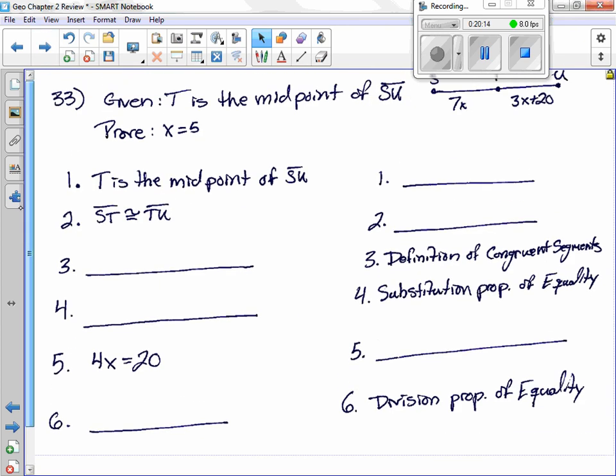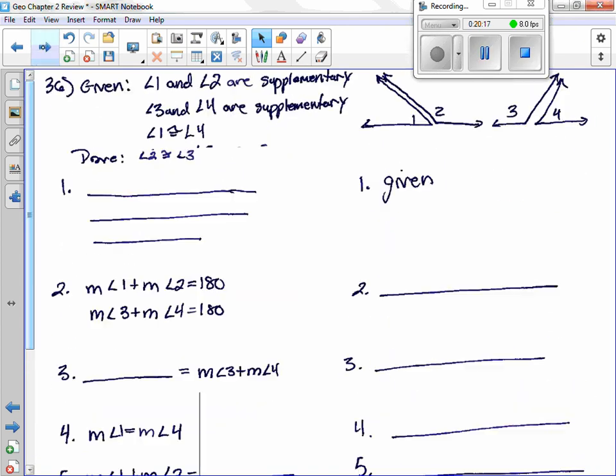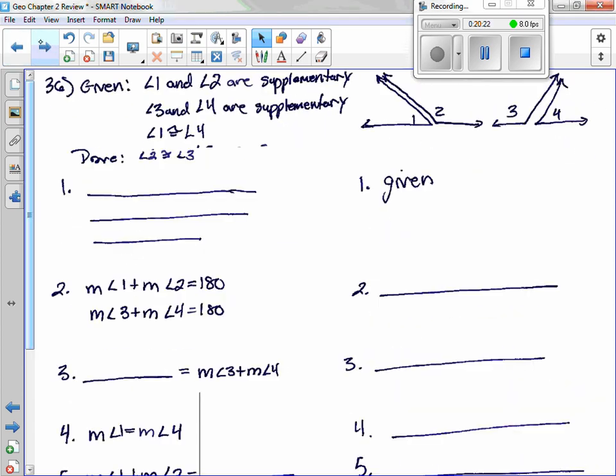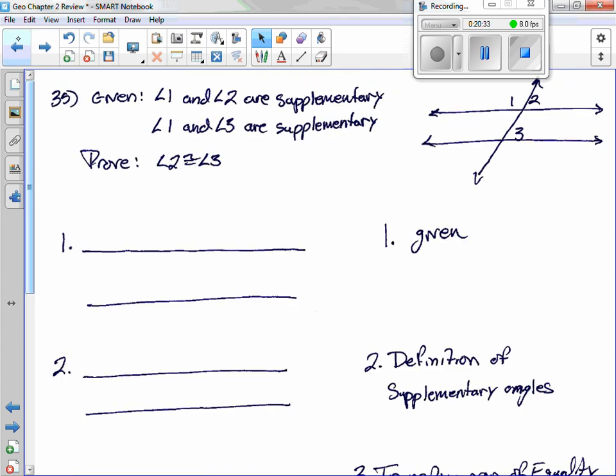Okay. And I believe the last ones are these proofs here, yes? Looking at 34, 35, and 36, which one do we want to do? 34, 35, or 36? 35. Looking at 35, the first thing we need to do is write our given information. So the first thing we need to do is write the given statements. And what are our two given statements?